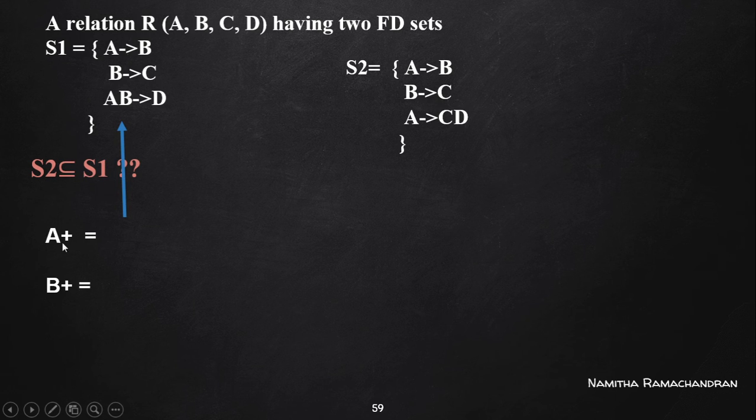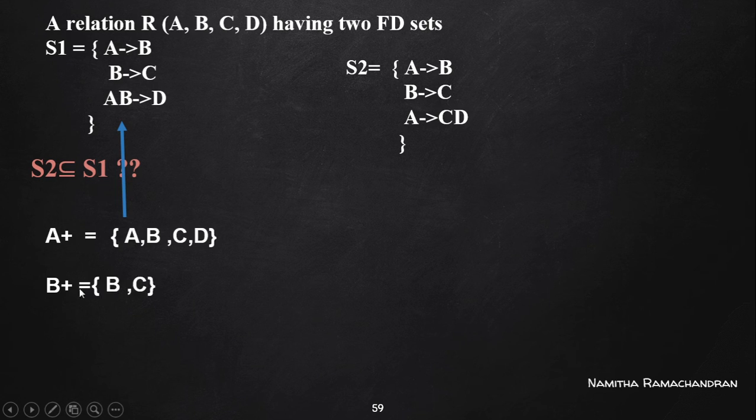So A closure is directly added to this closure set. From here A derives B. This B can derive C, so C is also included here. Then this AB can derive D. This is the closure of A here.